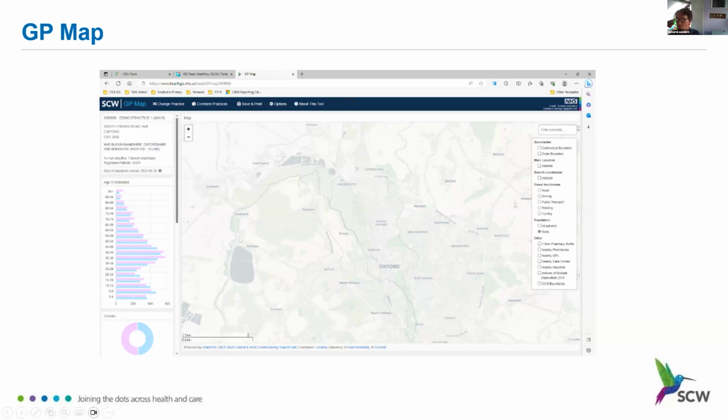You access it through a web browser. And just to say, this is a demo. This is a fictional practice with fictional data. So hopefully you can make out this is in Oxford, but this is a made-up practice, made-up patients, made-up boundaries. So I'm not looking at any personally identifiable data.